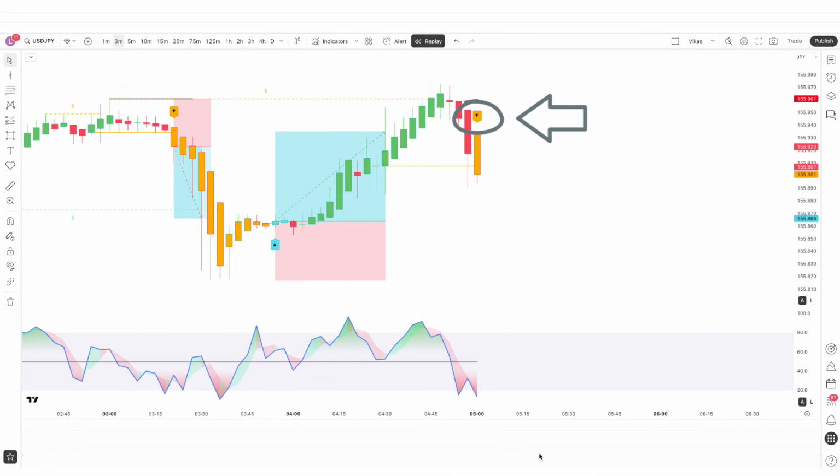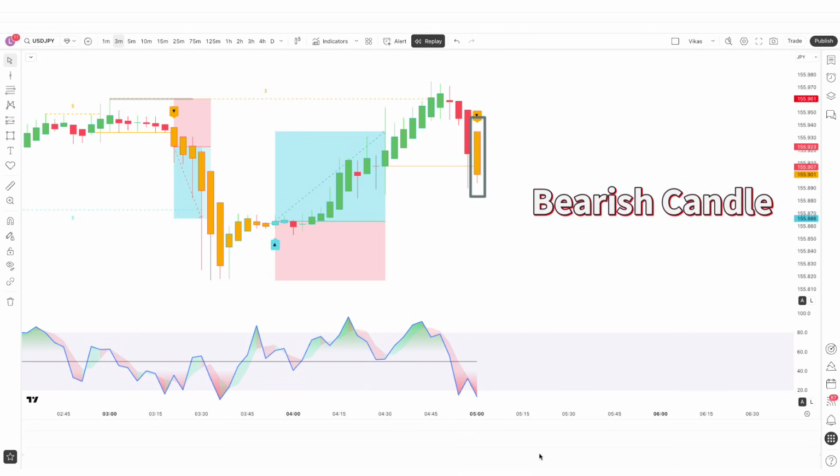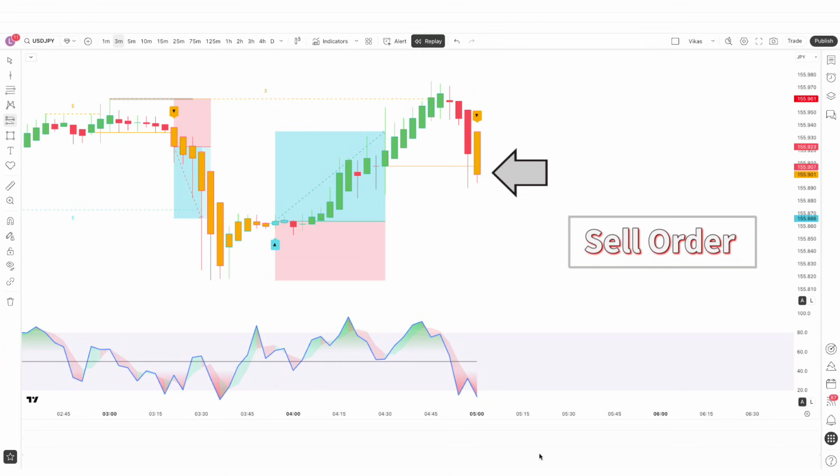Here, the swing failure arrow of this indicator is a sell signal. Here, the blue line of the adaptive stochastic oscillator is below the zero line. Here, the market has made a bearish candle to give confirmation. So all our conditions are being fulfilled, so we are placing an order to sell.